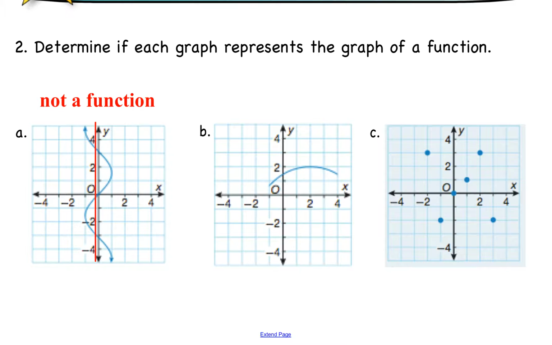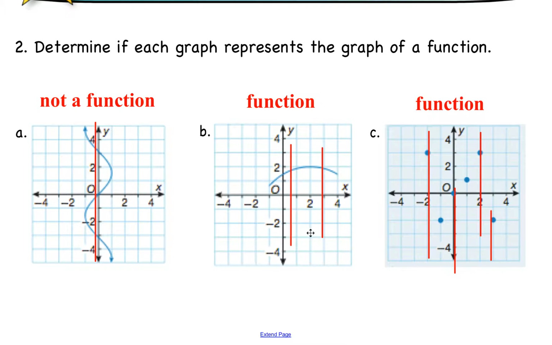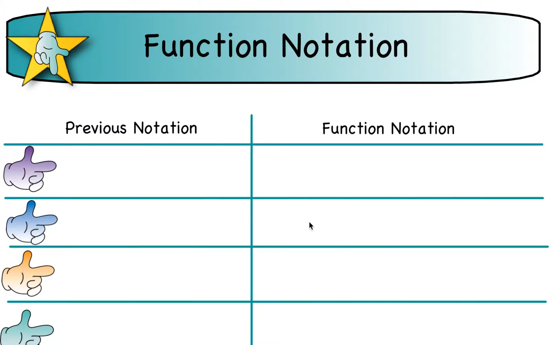Letter B, no matter where we put our vertical line on letter B, we can run a vertical line several times. It's only going to cross one time. So this one is a function. Letter C, if we do our vertical line test for letter C, we can get it to cross once there. It looks like no matter where we draw our vertical lines, we can only get it to cross one point at a time. So letter C is also a function.